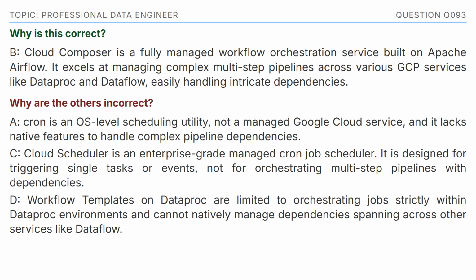Why are the others incorrect? A. Cron is an OS-level scheduling utility, not a managed Google Cloud service, and it lacks native features to handle complex pipeline dependencies. C. Cloud Scheduler is an enterprise-grade managed cron job scheduler. It is designed for triggering single tasks or events, not for orchestrating multi-step pipelines with dependencies. D. Workflow templates on Dataproc are limited to orchestrating jobs strictly within Dataproc environments and cannot natively manage dependencies across other services like Dataflow.